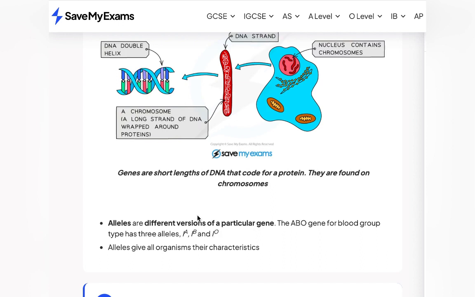We say the genes are short lengths of DNA. The whole of this is a DNA. So if I consider from here to here, I can call it a gene, and from here to here, I can also call it a gene. So a short length of a DNA is called a gene. The genes are short lengths of DNA that code for protein. Their job is to code protein.